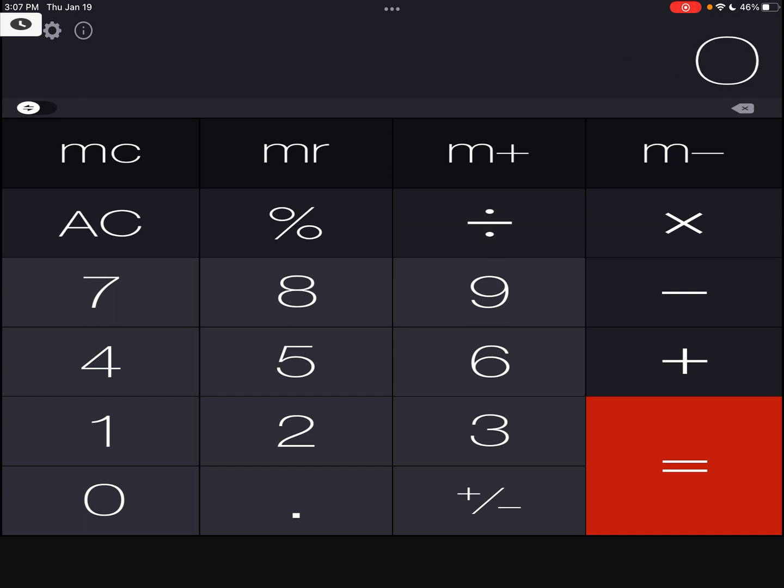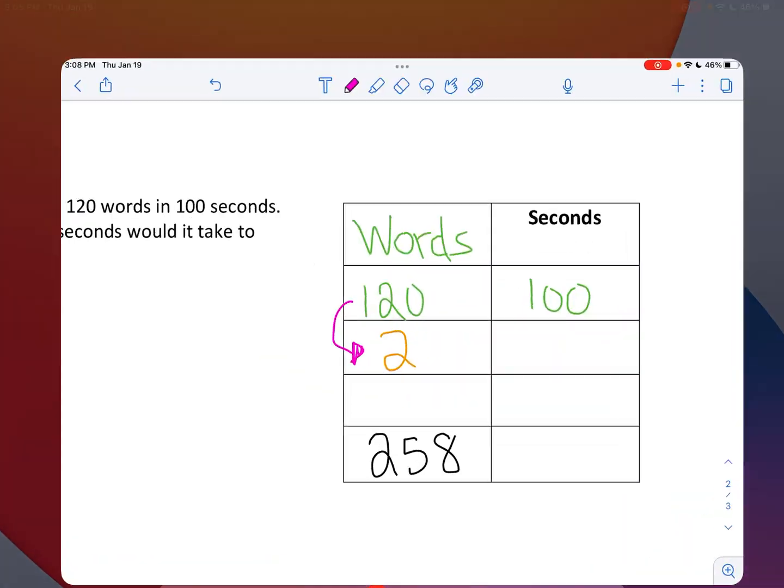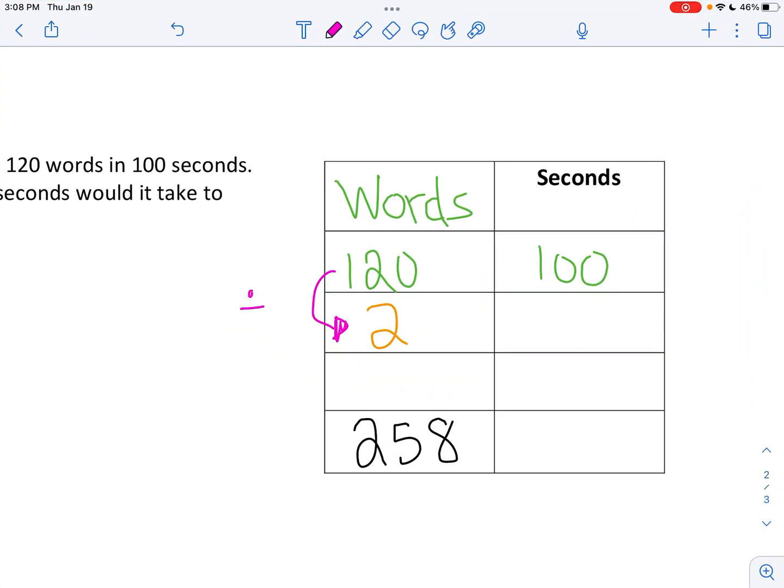Let's try this out. 120 divided by 2 says 60. So that means 120 divided by 60 is 2. So I'm going to go back to my assignment and write divide by 60, and then divide by 60 on this side.